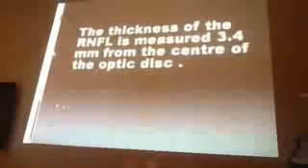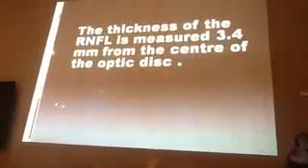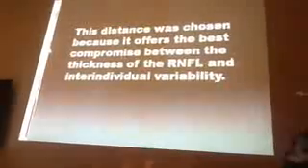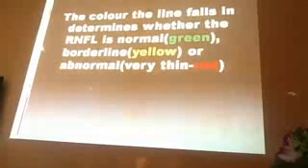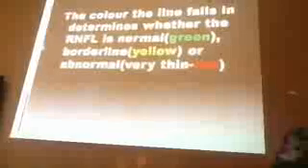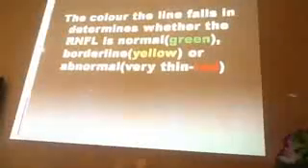The thickness of the retinal nerve fiber layer is measured 3.4 millimeter from the center of the optic disc. This distance was chosen because it offers the best compromise between the thickness of the retinal nerve fiber layer and inter-individual variability. The color the line falls in determines whether the retinal nerve fiber layer is normal, green, borderline, yellow, or abnormal, red.